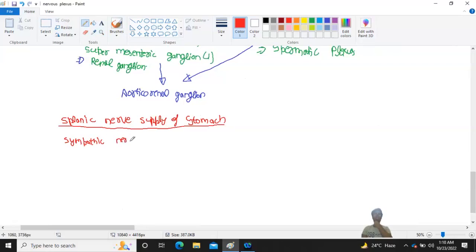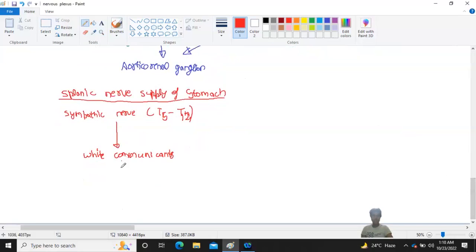Sympathetic supply for the stomach is around T5 to T12, T6, T5 done. From here the nerves come out as white rami communicantes. Then they go into the sympathetic chain.